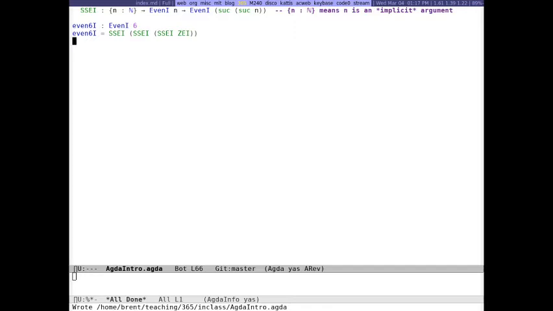Is there a function like fix, a Y combinator, that we could use to take care of those? It's a very good question. We'll come back to that in just a minute, actually.